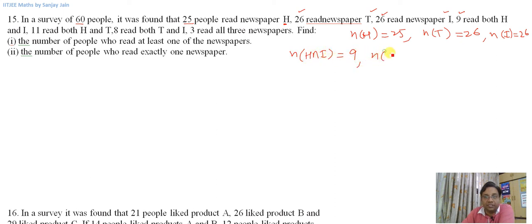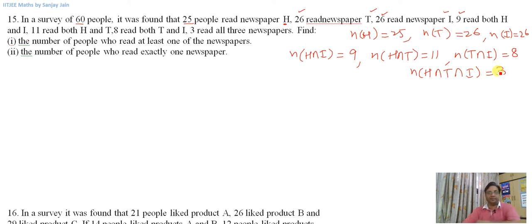11 read both H and T. 8 read both T and I. T and I is read by 8. And 3 read all the newspapers. H, T and I is read by 3 people. Now we need to find the number of people who read at least one of the newspapers. When I say at least, I want the number who read one newspaper or two newspapers or all three newspapers. The second question is the number of people who read exactly one newspaper.